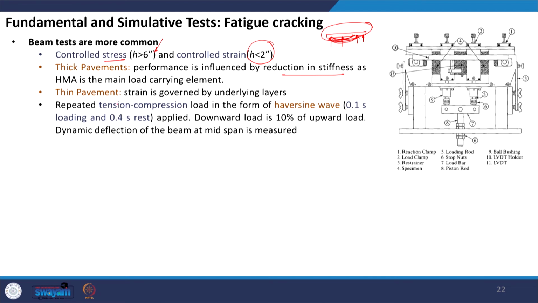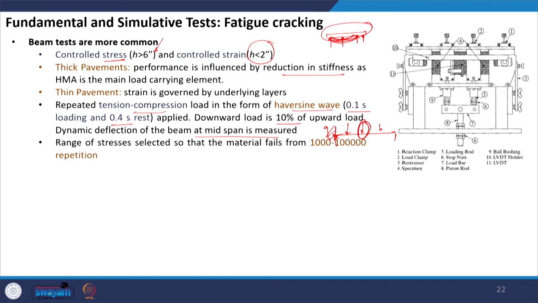So, what is done? A repeated tension compression load in the form of Haversine wave is applied. I already have discussed that the time period is 0.1 second and the rest period is 0.4 second. So, we are pushing the sample, we are pulling the sample. The downward load is usually 10% of the upward load to bring the sample to its position, and the dynamic deflection of the beam at the mid span is measured. If this is the 4-point beam setup, we are measuring the deflection here at the mid span.